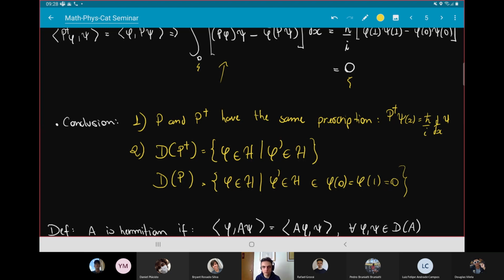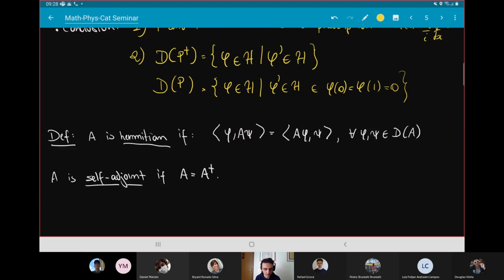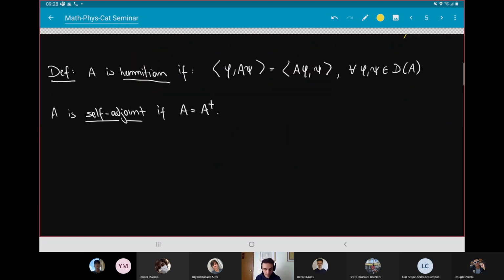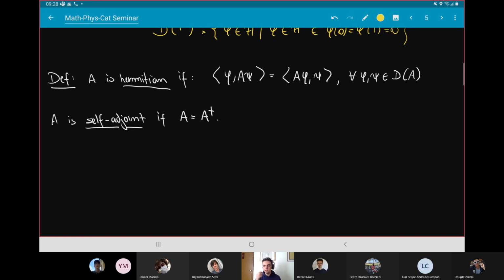This is going to turn out to be pretty useful for us when we work the problems that I showed. So a definition inspired by that is that an operator is Hermitian if the prescription of both the operator and its adjoint is the same. However, we define that an operator is self-adjoint if the operator is equal to its adjoint, which means that both this is satisfied and the domains are the same.